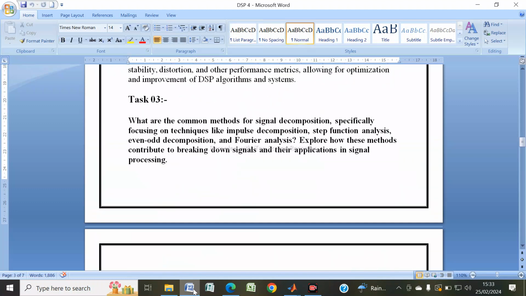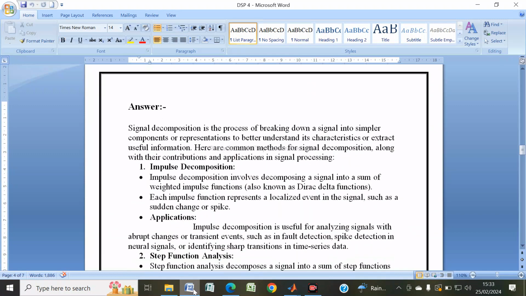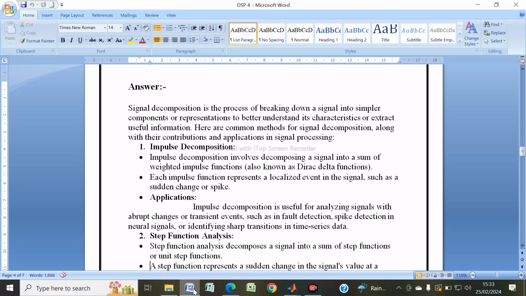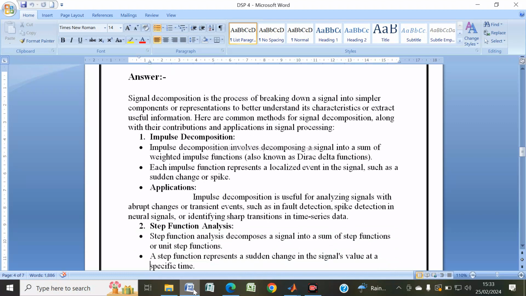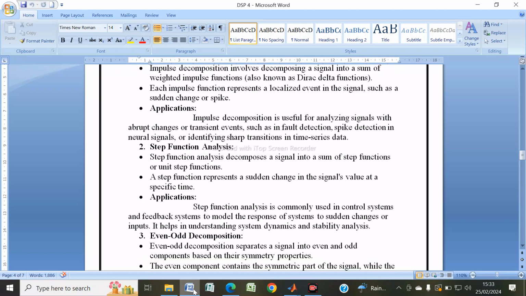Now we will move to task 3, in which we have to tell the common methods of signal decomposition, especially focusing on techniques like impulse decomposition, step function analysis, and even-odd decomposition, and discuss their methods. First of all, impulse decomposition involves decomposing a signal into a sum of weighted impulse signals, and it is useful in analyzing signals with abrupt changes or transient events, such as in fault detection. Now the step function analysis. Step function analysis decomposes the signal into a sum of step functions. Its application is in control systems and feedback systems.